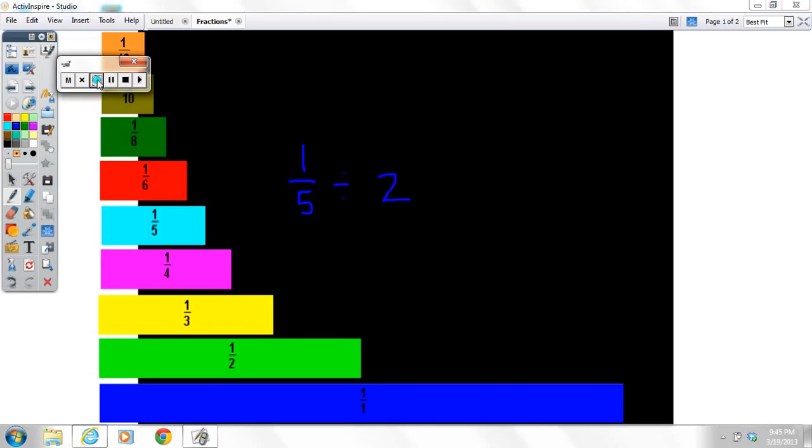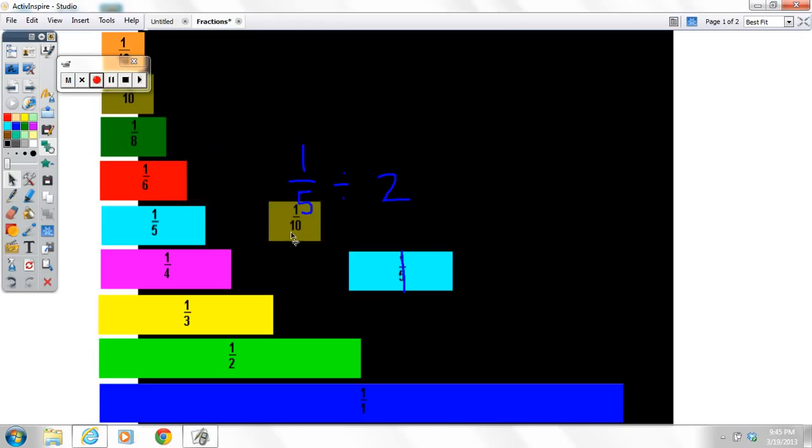And here's the last example. If I took a 1/5 piece and divided it by 2, I would take this 1/5 and divide it into 2 pieces. I would make a line right down the middle. And if I made a line right down the middle of this 5th piece, what happens is I created tenths pieces. If I took 2 of these tenths, it's going to be equal to this 1/5.